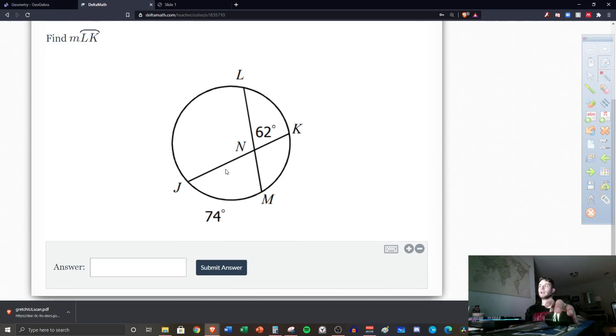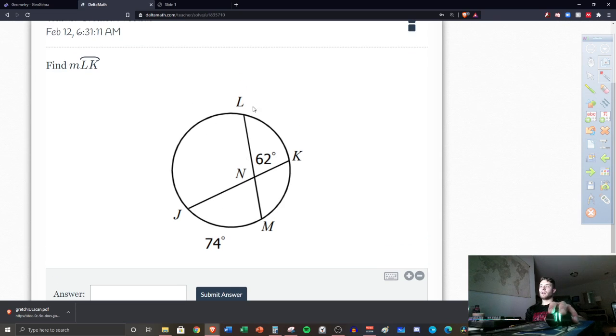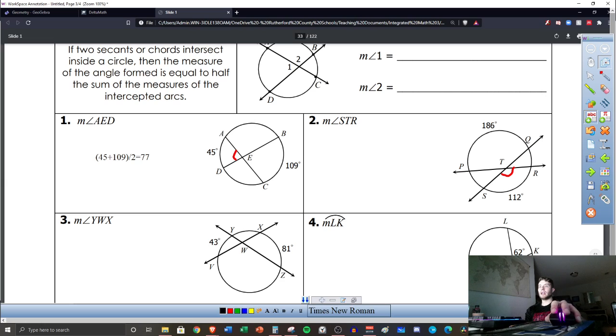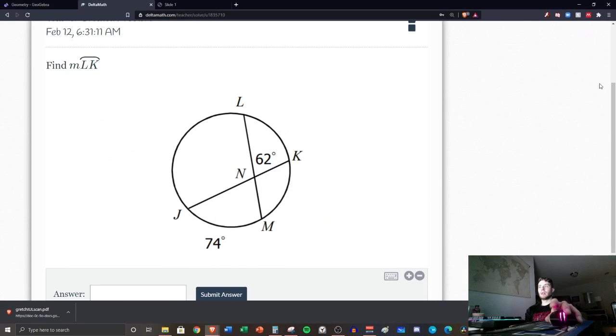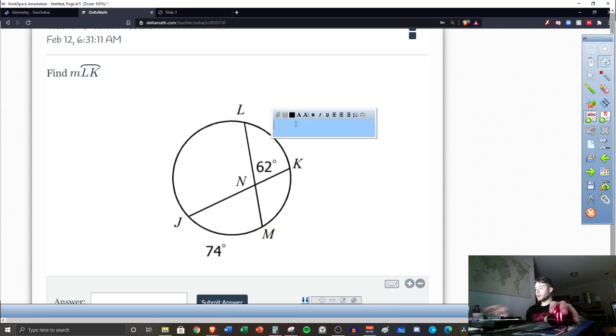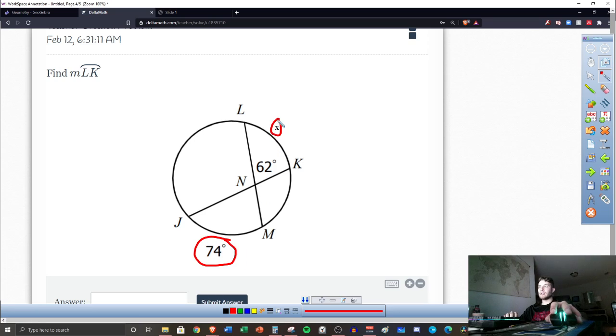This one's better, okay? Find the measure of L. Okay, we're trying to find the arc measure. We have 62 and we have this. We don't know what this is, so we're going to put an X here, right? That's our mystery. That's what we want. But we know that if we take 74 and X, if we add those, so 74 plus X, and divide it in half, it should equal this middle angle, 64.